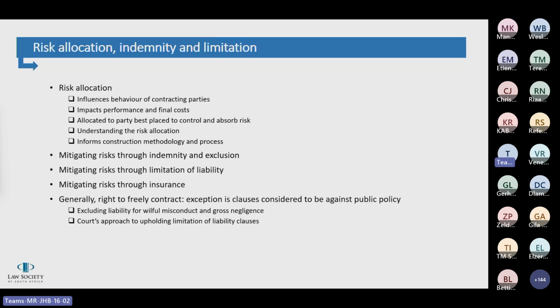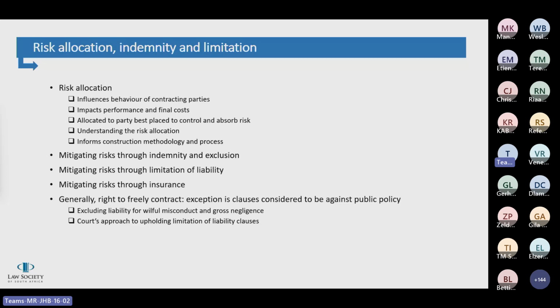Then the question really is, and has been in our courts in various cases, whether you should actually be upholding these types of limitation and exclusion clauses. And generally, we follow the principle of pacta sunt servanda, which means that agreements can be freely and voluntarily concluded and the terms must be honored, irrespective of how unfair they might seem or how unhappy a party might be subsequent to it.